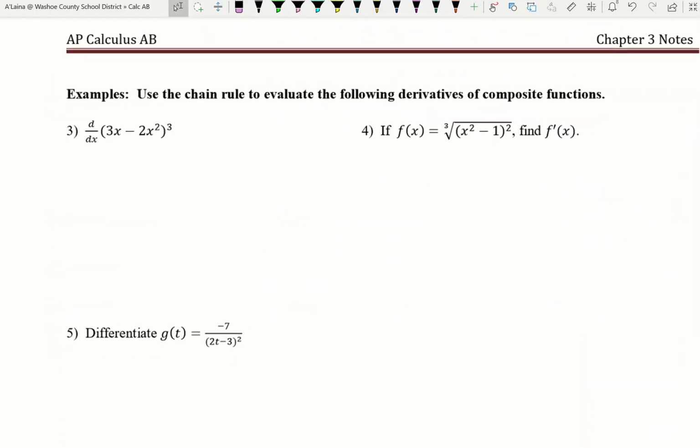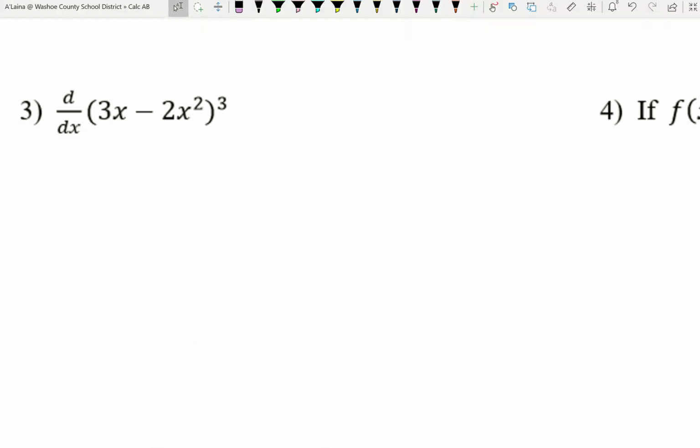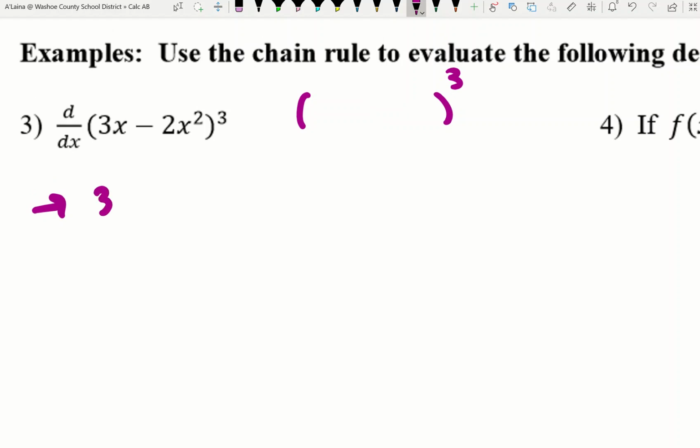So here's an example. These are already written as compositions, and so we really do have to stop and figure out what is the outer function and what is the inner function. So in this particular situation, the outer function is something cubed. And so what we want to do is take the outer function first and do the derivative rule that would be appropriate for that form. If I'm trying to take the derivative of something cubed, I would use the power rule. So I would take that power of 3, and that would be multiplied by the coefficient up front, which is an unwritten 1, and then reduce that power down to a 2.